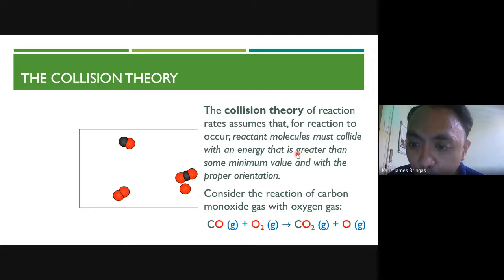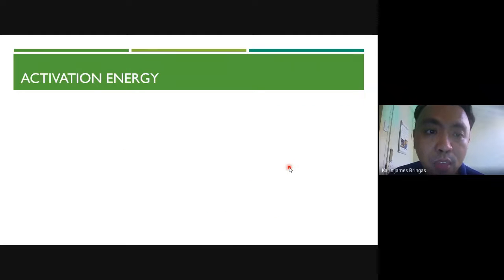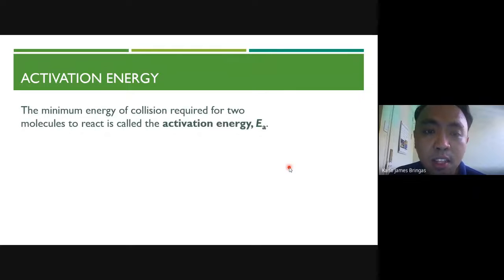So let's now try to look at the first statement here. A reaction only occurs when the molecules collide with an energy greater than some minimum value. So let's look at this first part ng ating statement ng collision theory. Here we have the activation energy. It is defined as the minimum energy of collision required for two molecules to react with one another. The activation energy's symbol is E sub A.